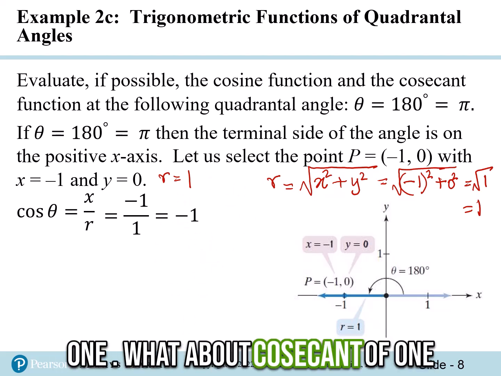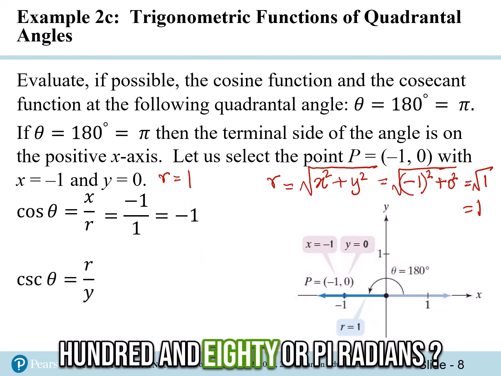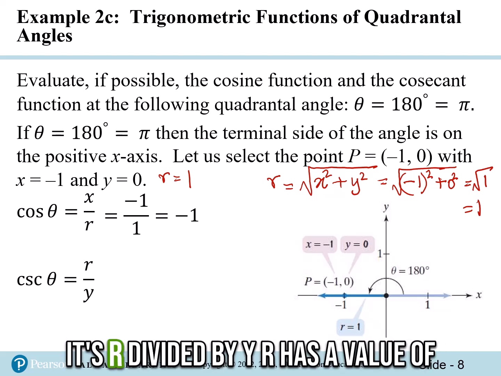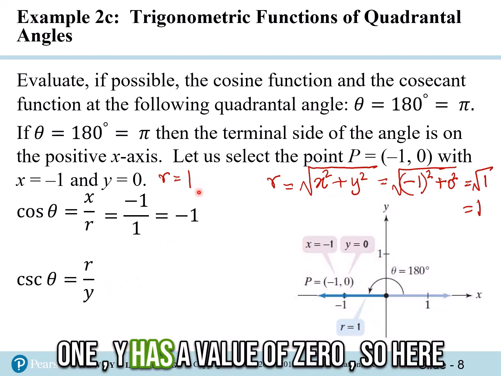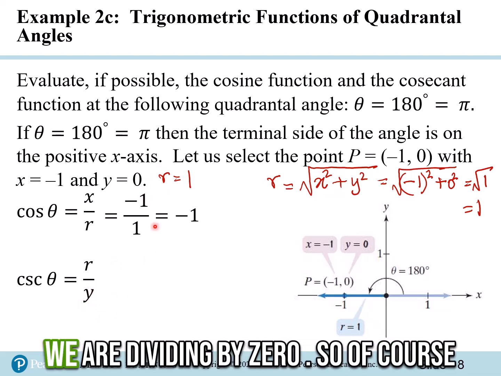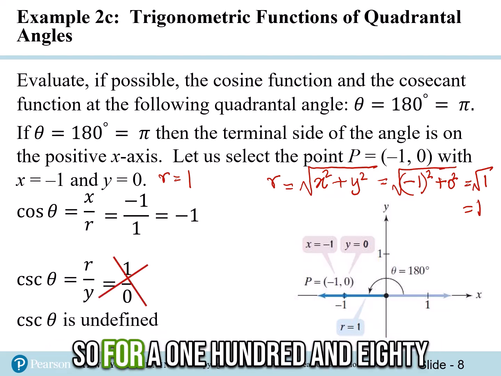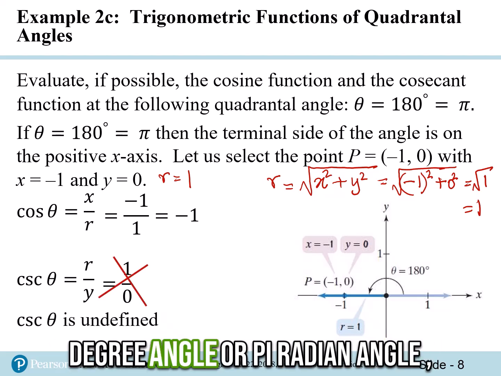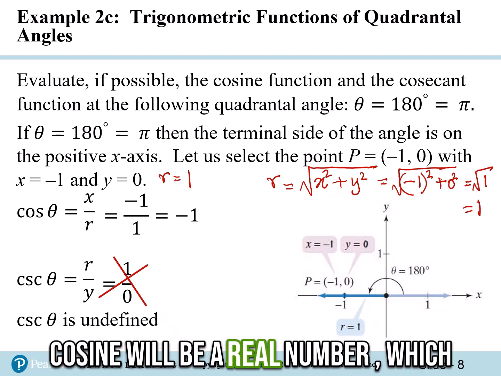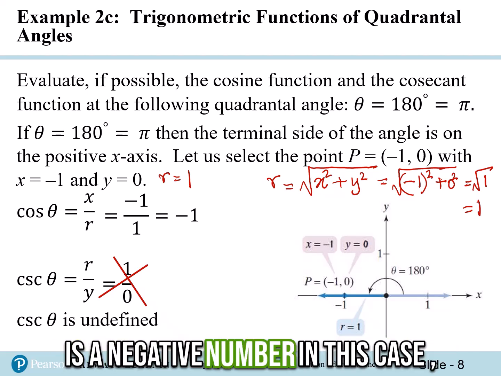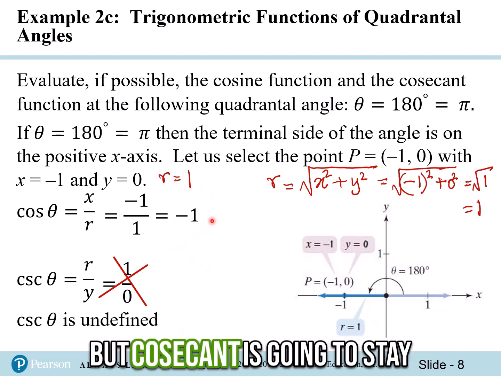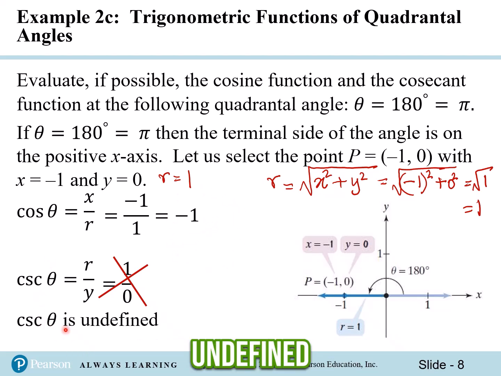What about cosecant of 180 or pi radians? It's r divided by y. r has a value of 1. y has a value of 0. So here we are dividing by 0. So of course the result is going to be undefined. So for a 180-degree angle or pi radian angle, cosine will be a real number, which is a negative number in this case, but cosecant is going to stay undefined.